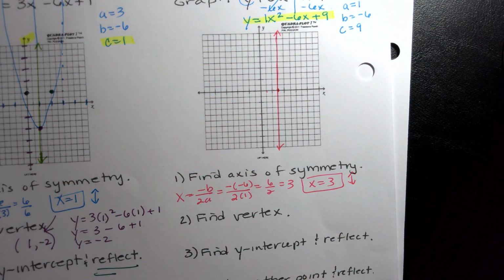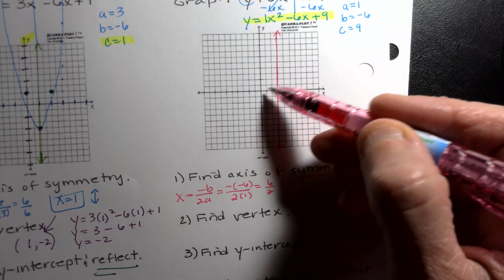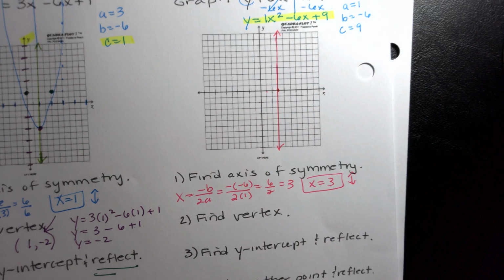Use a different color, guys. If you use pencil, it blends right in with the rest of the graph, and all of a sudden you're going to be reflecting over this instead of the right line. So graph it. Now, vertex.